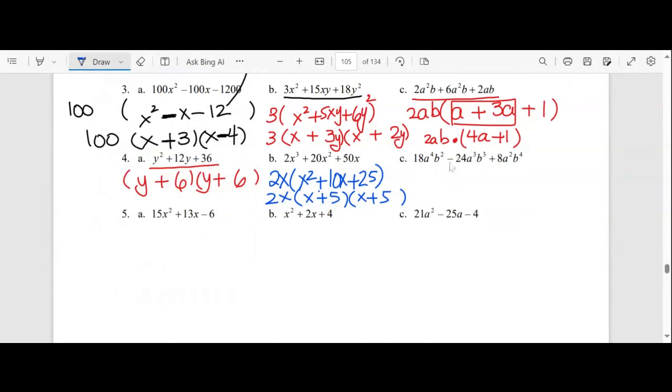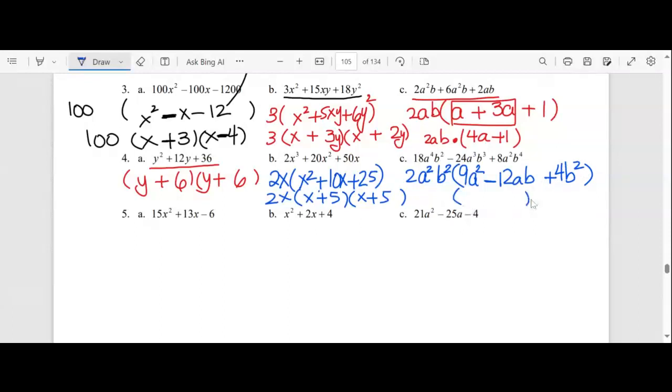Next one. 18, 24, 8. What is common in all three? 2. You have a to the power of 4, a to the power of 3, a squared. Which one? A squared. We take the smallest exponent. B squared, b cubed, b to the power of 4, b squared. Take the smallest one. What's left? 9a squared minus 12ab plus 4b squared.